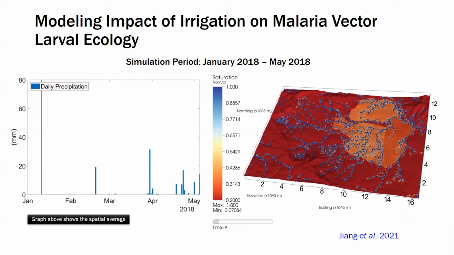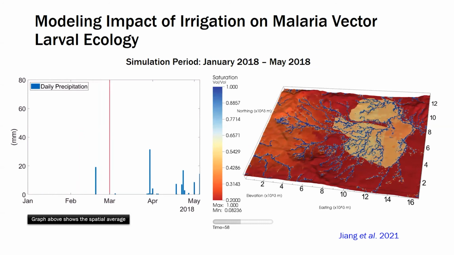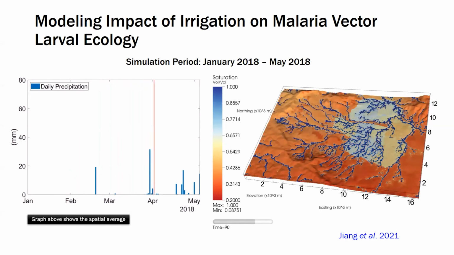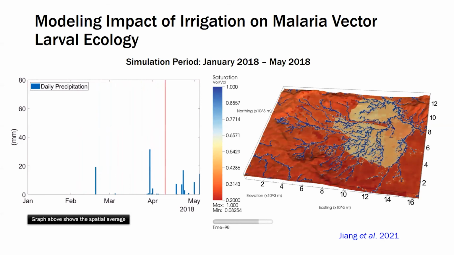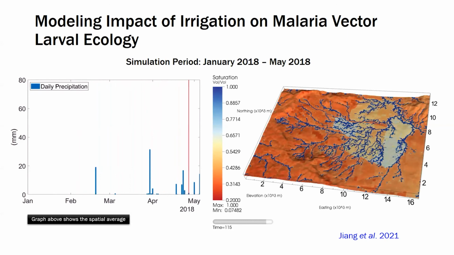In January and early February, the area was dry with low saturation index, except the irrigation area. The rainfall events in February, April, and May increased the saturation index for the whole area. The impact of irrigation can be seen from the rotational fluctuation in these 4 sub-irrigation areas. So overall, irrigation increased larval habitat abundance and prolonged habitat stability.